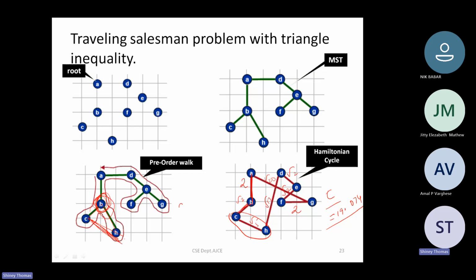That is, traversing from C to H directly will actually be less than or equal to moving from C to B and B to H. That is a basic property. So that is how we drew this graph. These are new edges, you should notice. These edges were not there earlier. In the Hamiltonian cycle we drew these new edges. Do you see the new edge? H and D. This is a new edge. Got it? Okay.